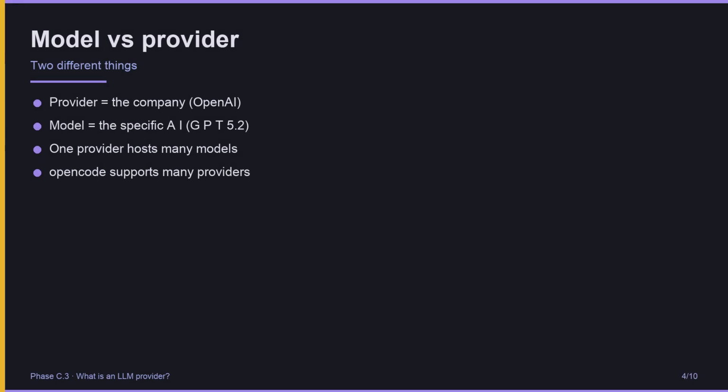Don't confuse model with provider. Provider is the company, OpenAI. Model is the specific AI, GPT 5.2. One provider hosts many models. OpenAI hosts GPT 5.1, 5.2, 5.1 Codex, and more. OpenCode supports many providers, each with many models. Total, over 75 models available through OpenCode.